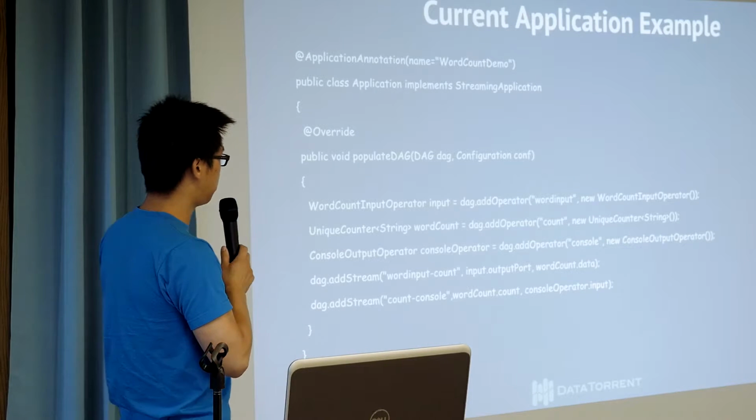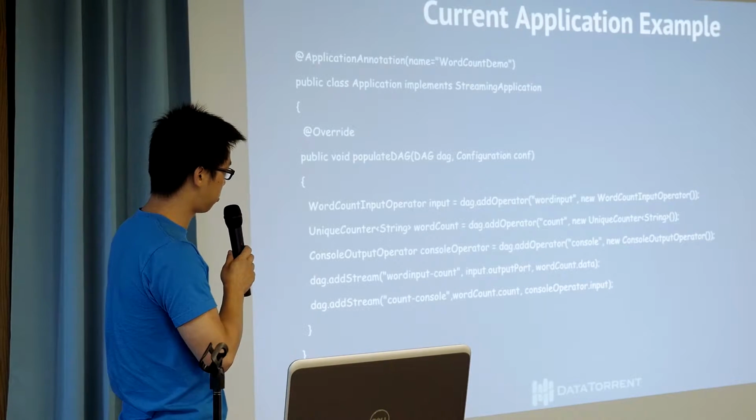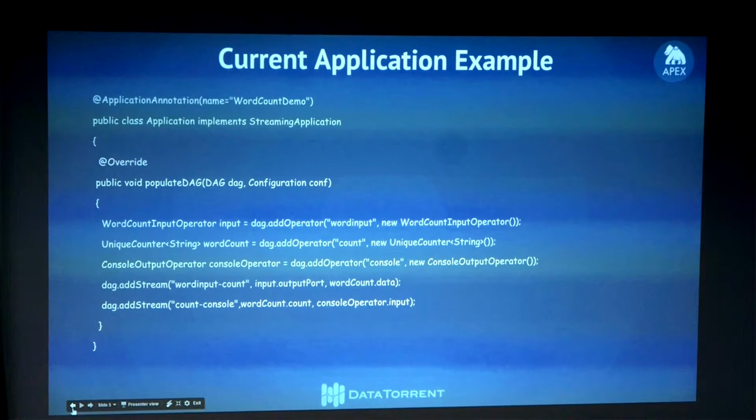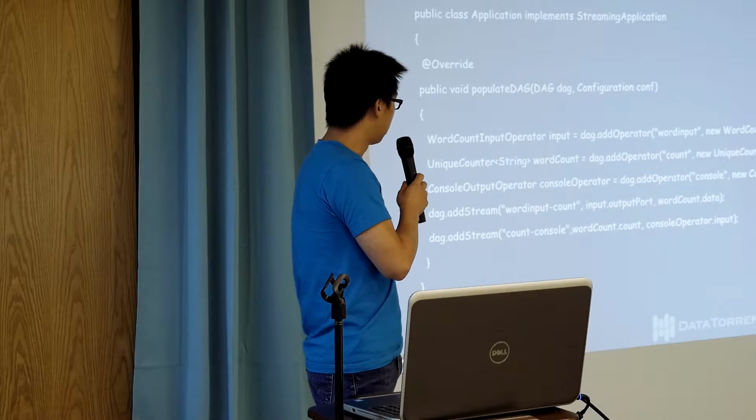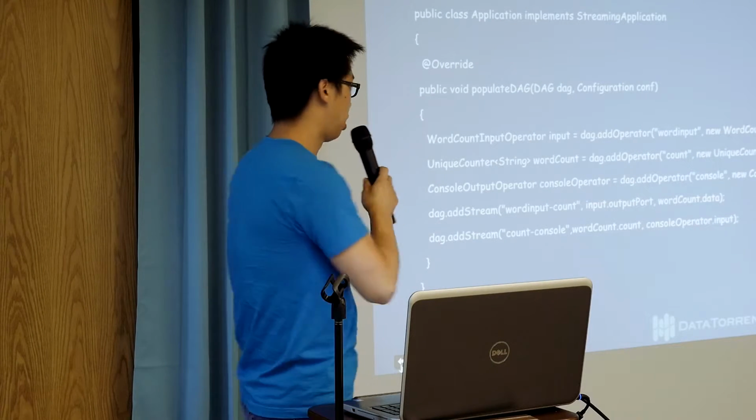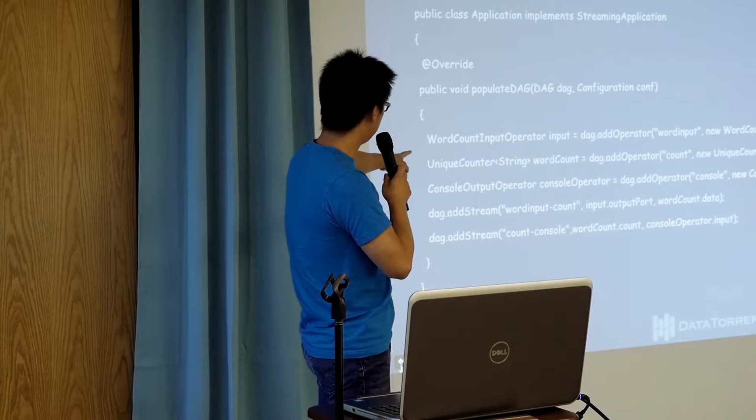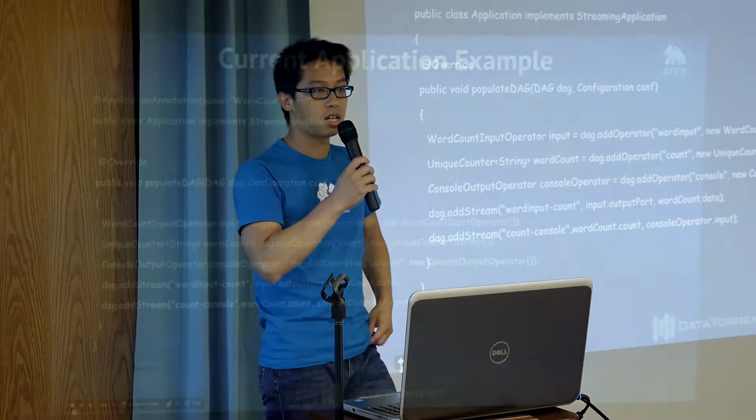But the problem for this API is, it's very flexible, but it's very verbose. It's not very obvious. If the DAG grows very big, it's hard to maintain. It's hard to debug. It's hard to figure out. For example, if I forget to connect two operators, you don't know where you forgot to connect them, and you will get into trouble.